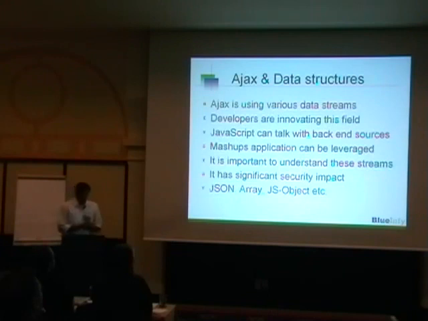Ajax data structure: Ajax is using various data streams. As I said, developers are innovating in this field. JavaScript can now talk natively with backend resources, so you don't have to pass name value pairs all the time. You can pass any stream to the server and grab any stream coming from the server. Mashup applications can be leveraged. It is important to understand these streams can be vulnerable. It has significant security impact. Some of the streams are JSON, array, JS object, etc. Let's see some of the streams.